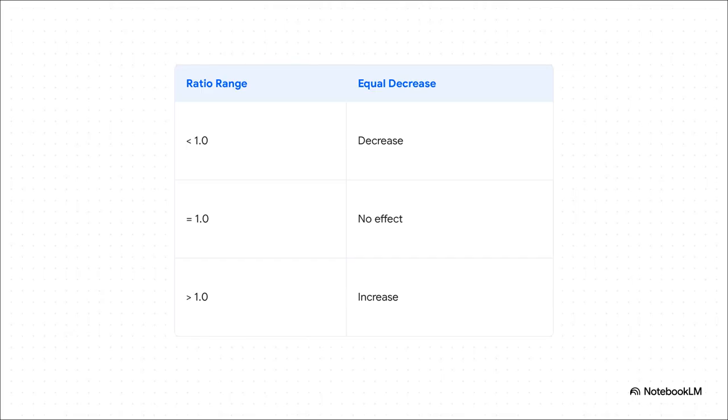If your starting ratio is less than 1.0, an equal decrease actually makes the ratio go down. If it's exactly 1.0, there is no effect. And if it's greater than 1.0, an equal decrease makes the ratio go up. Paying a liability ripples through the firm's liquidity entirely differently depending on where the firm's ratio started. Let's actually look at the numbers to prove it.